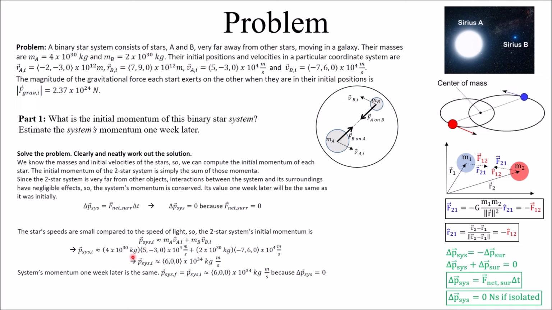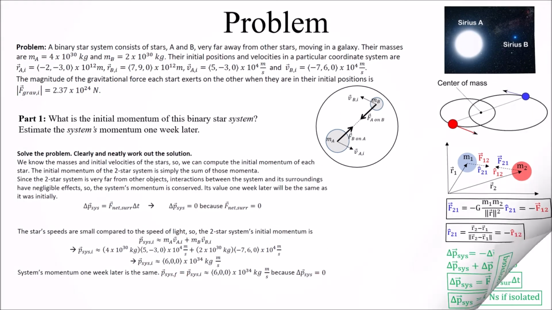If the final and initial are the same, it's going to be 0. So we can approximate that the initial momentum of our system is equal to both of those momentums added together. We take the momentum of star A and add it to the momentum of star B. Once we add those together, we get an initial momentum of our system of about <6, 0, 0> times 10 to the 34 kilogram meter per second, and it looks like the other dimensions cancel out. That ends up being the initial and final momentum 1 week later, because of how we defined our system.